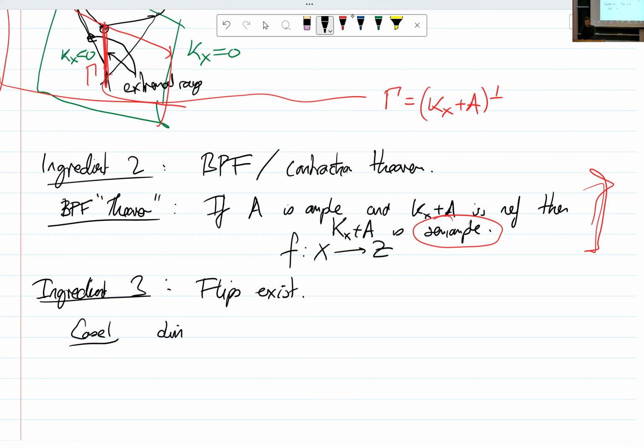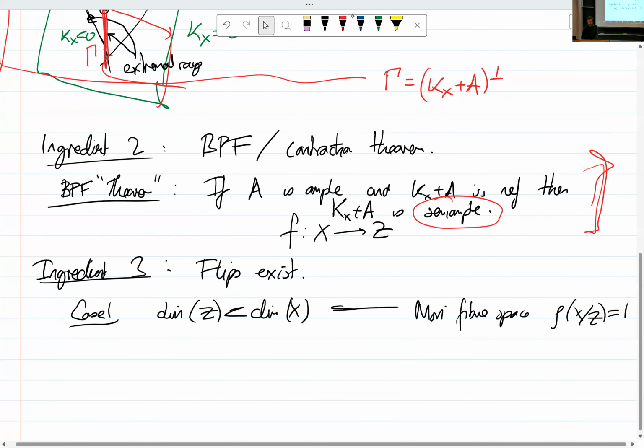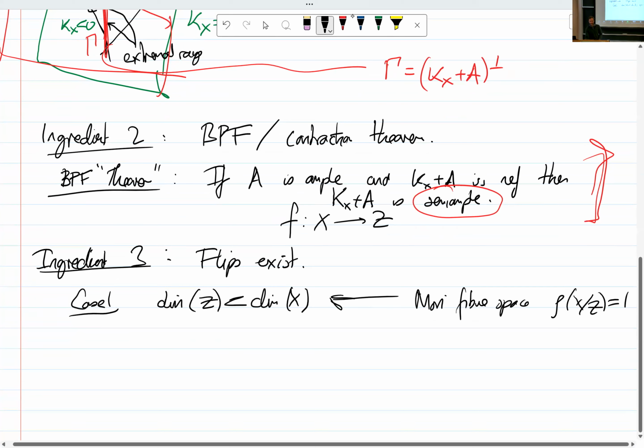So case 1 is if the dimension has dropped. If the dimension has dropped, this is a Fano fibration, a Fano fibre space, and in particular it's a special one called a Mori fiber space, which means that rho(X/Z) is 1. All the curves are numerically equivalent to multiples of each other. And this is an output of the MMP.